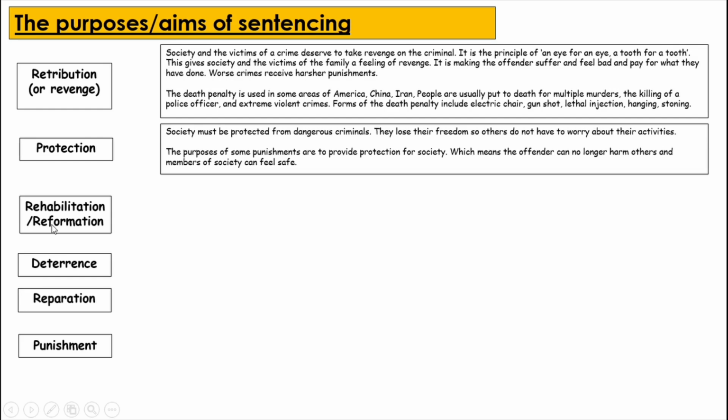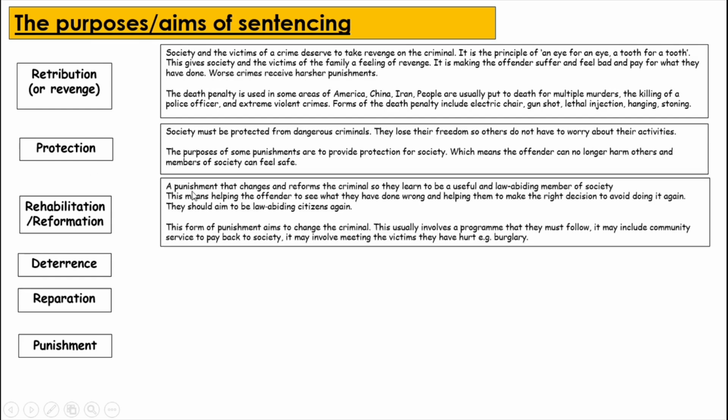Rehabilitation, also known as reformation. This is another purpose or aim of sentencing. It involves a punishment that changes and reforms the criminal so they learn to be a useful and law-abiding member of society once they are released. This means helping the offender to see what they have done wrong and helping them to make the right decision to avoid doing it again. They should aim to be law-abiding citizens again.